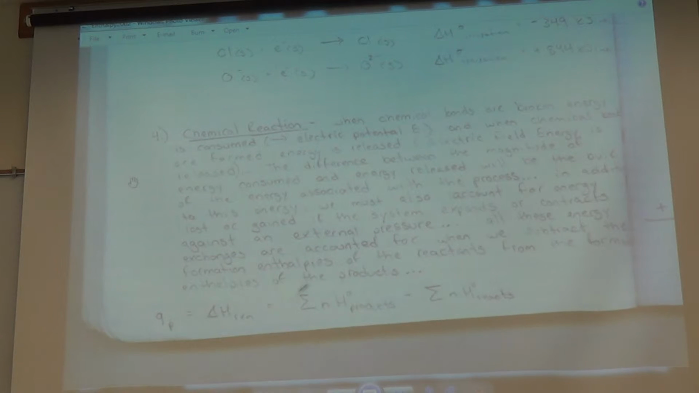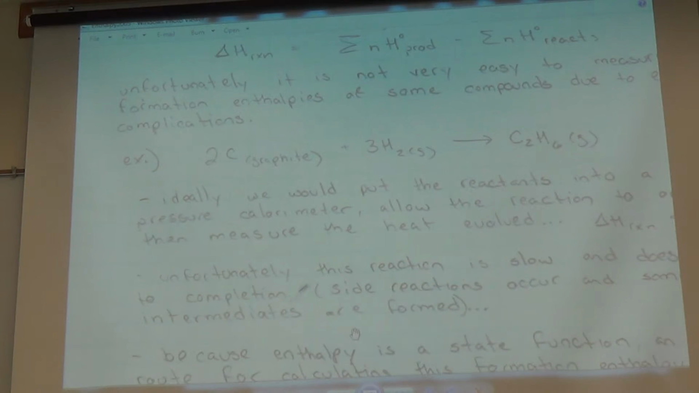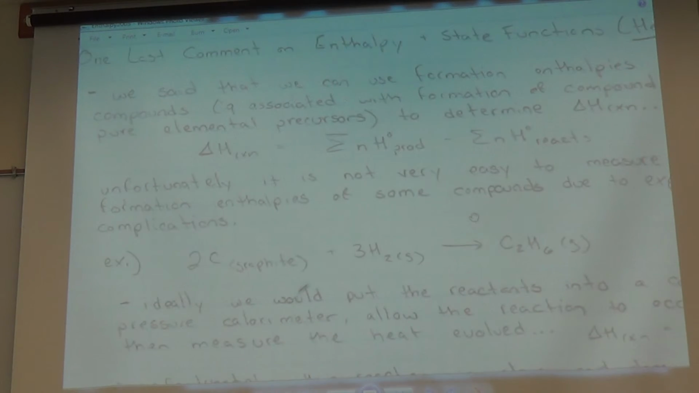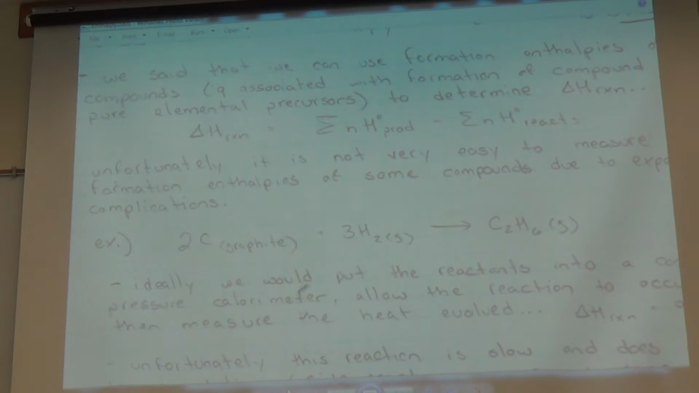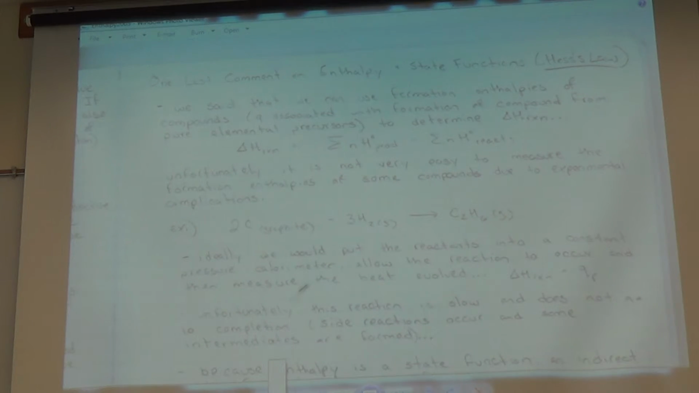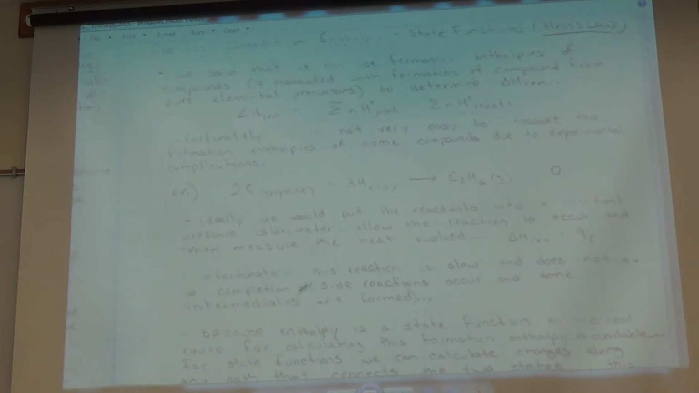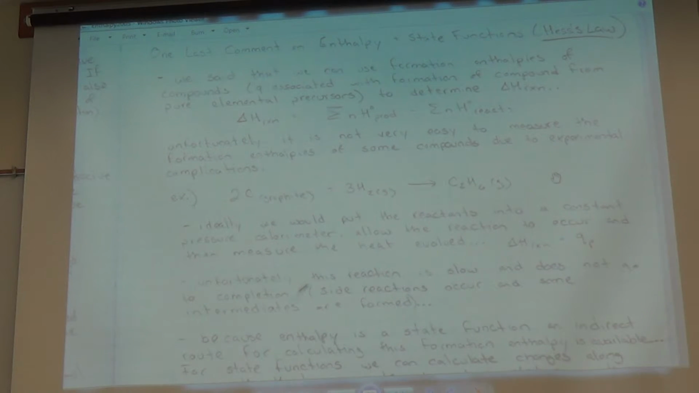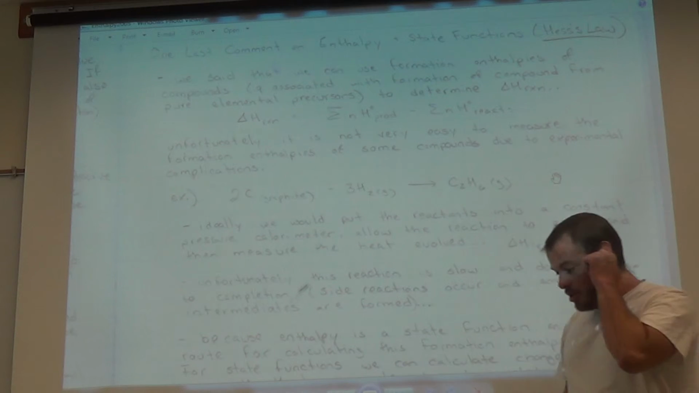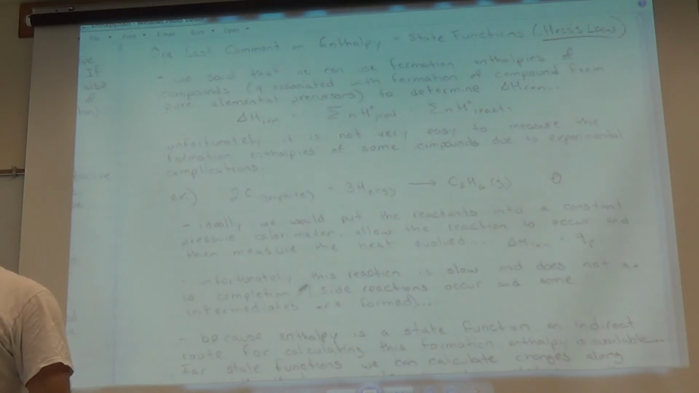So we use formation enthalpies. And that's great because the formation enthalpies allow us to not have to know the absolute enthalpies of our products and reactants, which are difficult to calculate. But there are some problems sometimes with formation enthalpies, and that is that some of them are very difficult to calculate because of experimental complications.